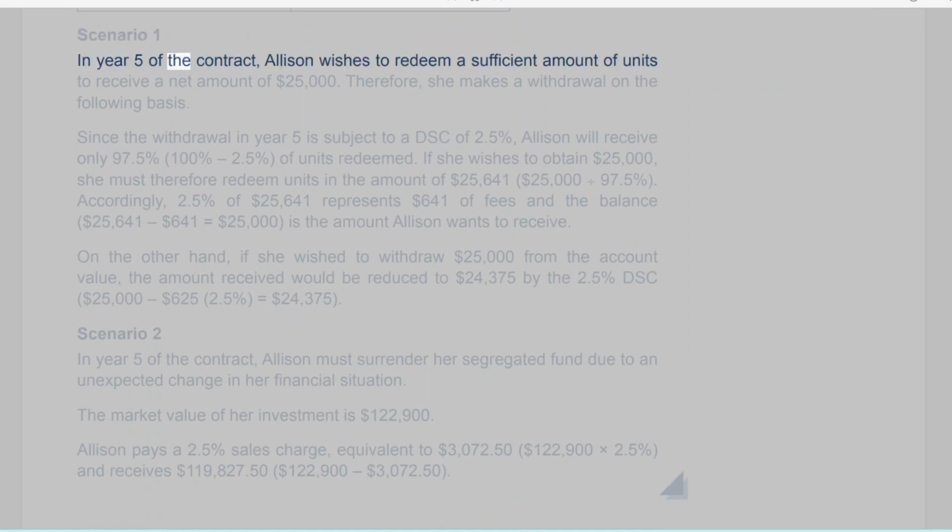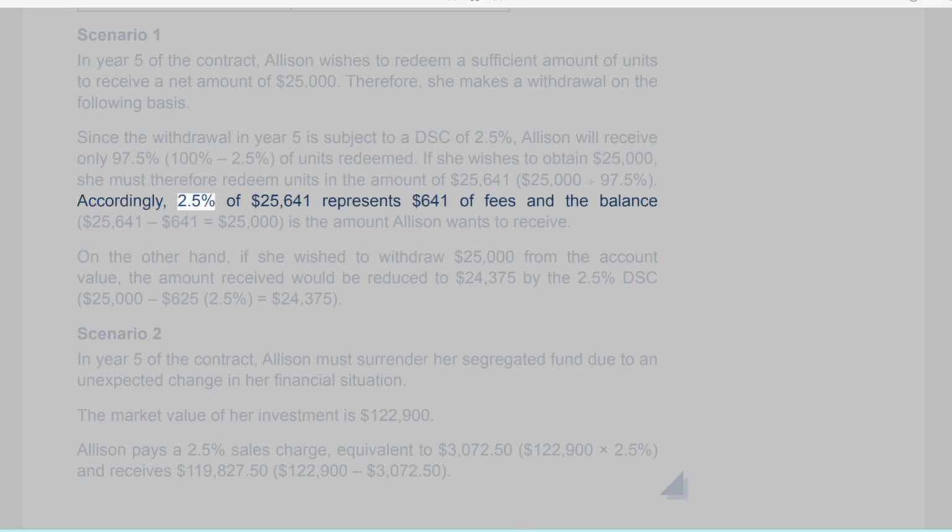Scenario 1. In year 5 of the contract, Allison wishes to redeem a sufficient amount of units to receive a net amount of $25,000. Therefore, she makes a withdrawal on the following basis. Since the withdrawal in year 5 is subject to a DSC of 2.5%, Allison will receive only 97.5%, 100% minus 2.5%, of units redeemed. If she wishes to obtain $25,000, she must therefore redeem units in the amount of $25,641, $25,000 divided by 97.5%.